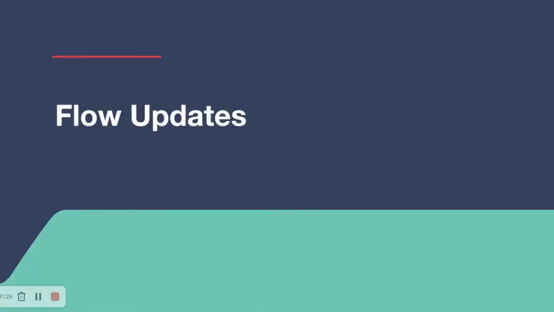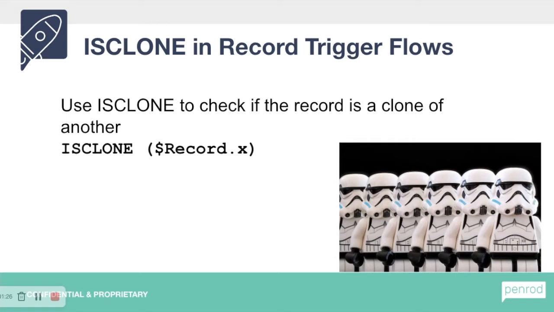The next thing up is some flow updates. The first one that I was really excited about is the isClone on record trigger flows. The isClone can be checked basically to see if the record is a clone of another. And you can just use that functionality of isClone with the record dot whatever the ID is.